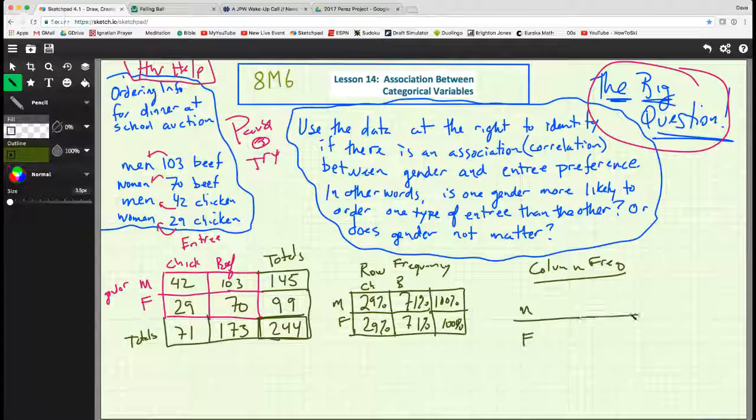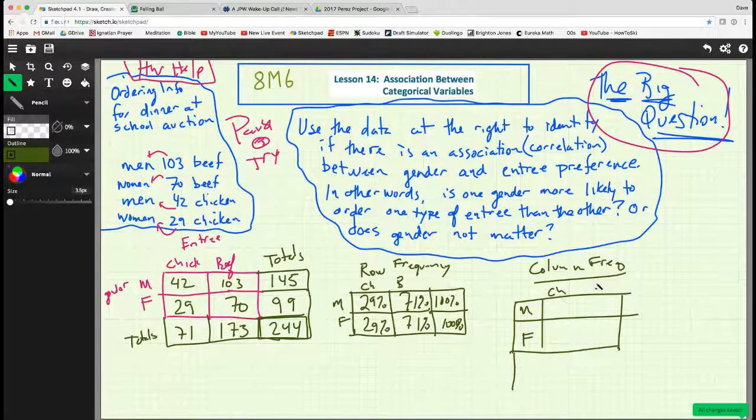Men, male, female. Chicken, beef. And then we do 42, we're going to divide this way. So 42 divided by 71 is 59%. And then 29 divided by 71 is 41%. And that adds to 100. Beef, we do 103 divided by 173, and we get 60%. And we divide 70 by 173, and we get 40%.